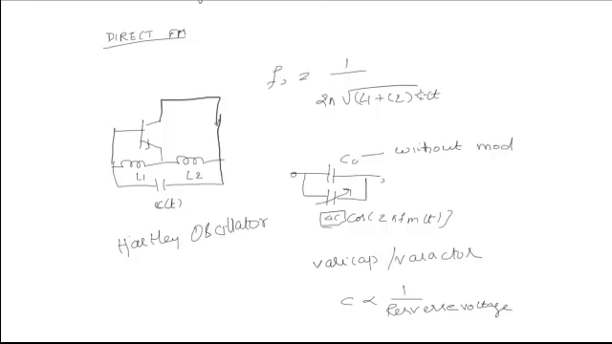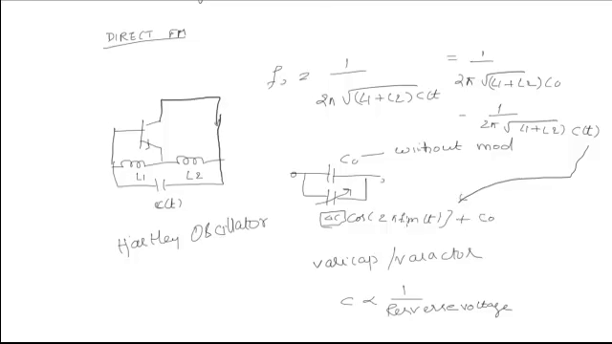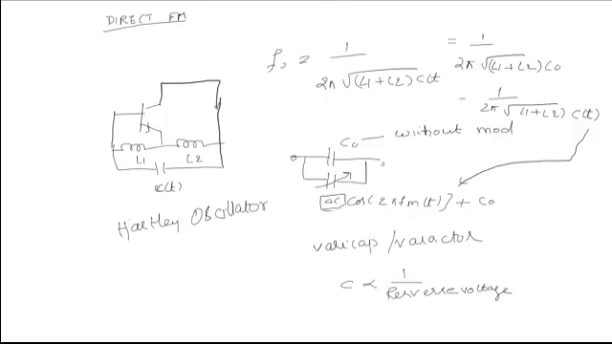If you don't go for modulation, you will have f equal to 1 by 2 pi square root of L1 plus L2 into C0. But if you go for modulation, you will have 1 by 2 pi into square root of L1 plus L2 into C of t, where C of t is C0 plus delta C cos 2 pi fmt. So if you substitute these values, you will have the final equation for the frequency of the oscillator as 1 by 2 pi into square root of L1 plus L2 into C0 plus delta C cos 2 pi fmt.